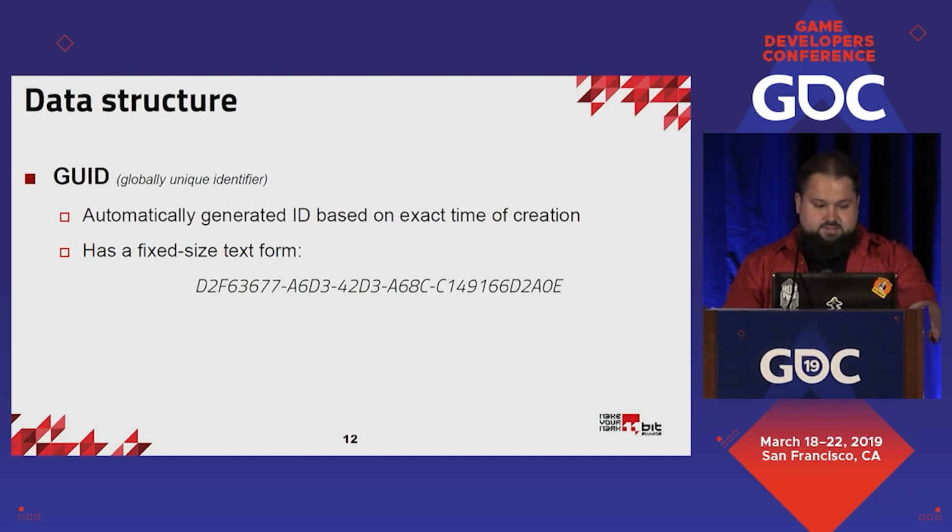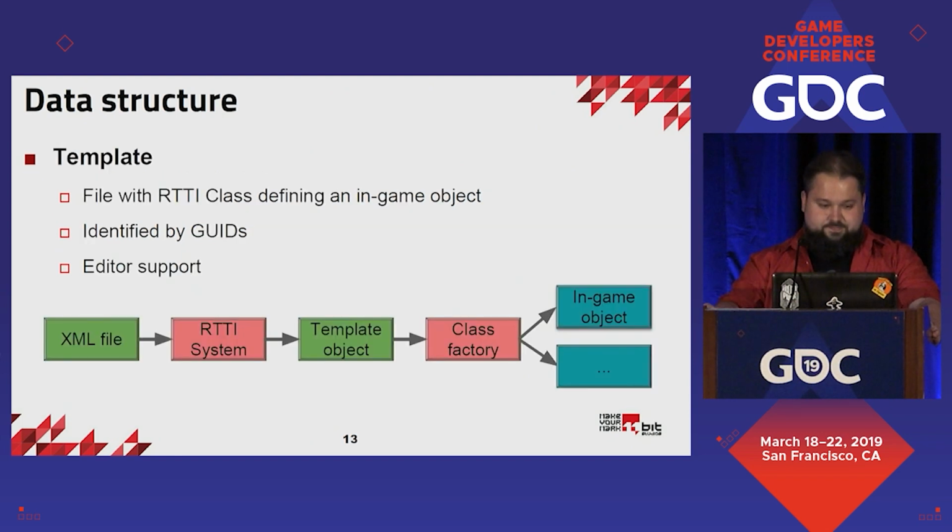It, of course, has a fixed size text form. I think you will understand what it is. And the last piece of the data structure puzzle is template. Template is an RTTI class that defines an in-game object type. It is, of course, identified by unique ID, and is widely supported by our editor, our tool. So from the template, the instances of an object are created. It's like a prefab in Unity.